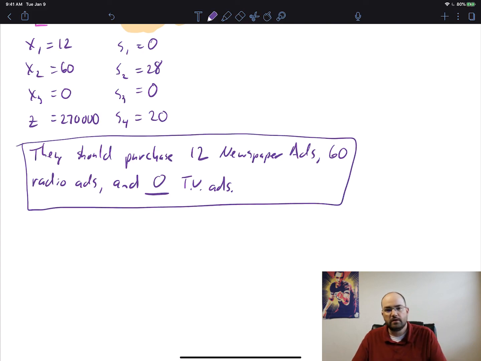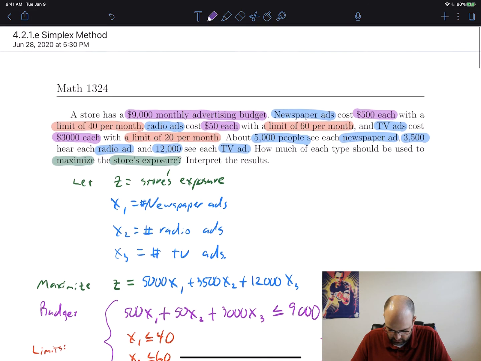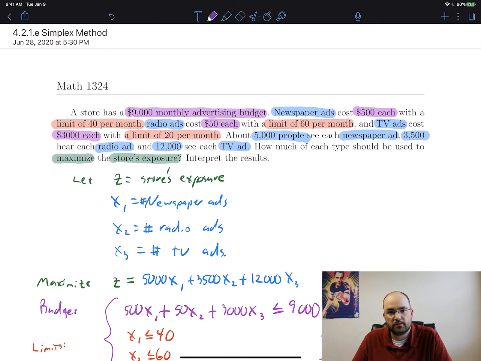Okay. Now let's talk about why. What's important here? Well, what's important is to maximize the number of people that we reach, right? And yes, TV ads reach how many people? 12,000 people each. But how much does each TV ad cost? It costs $3,000.